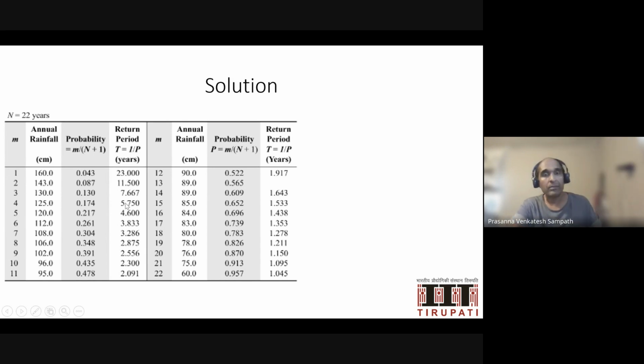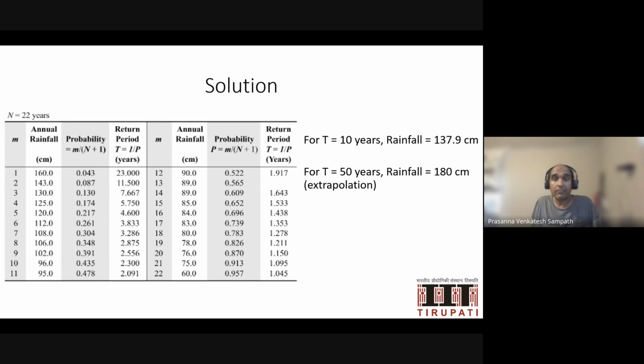I can simply linearly interpolate between these two and find the rainfall between 130 and 143 centimeters. It will be close to 143 centimeters. So for T equal to 10 years, after interpolation, you get the rainfall as 137.9 centimeters.